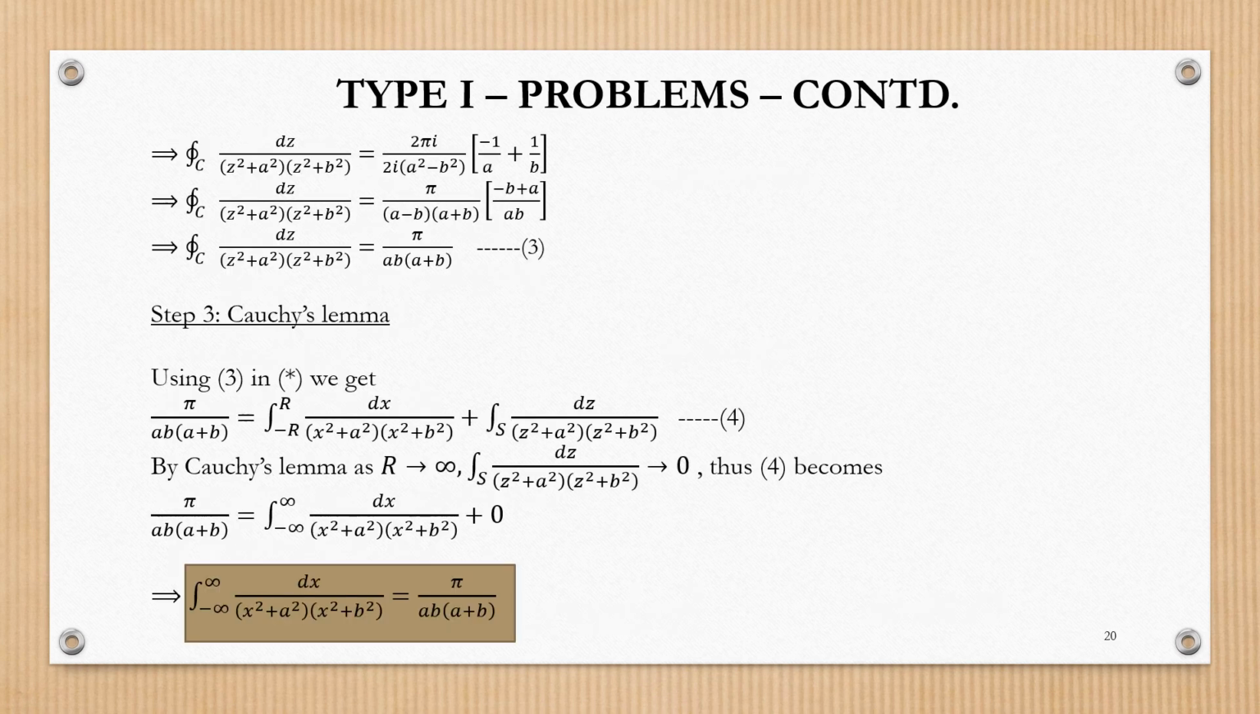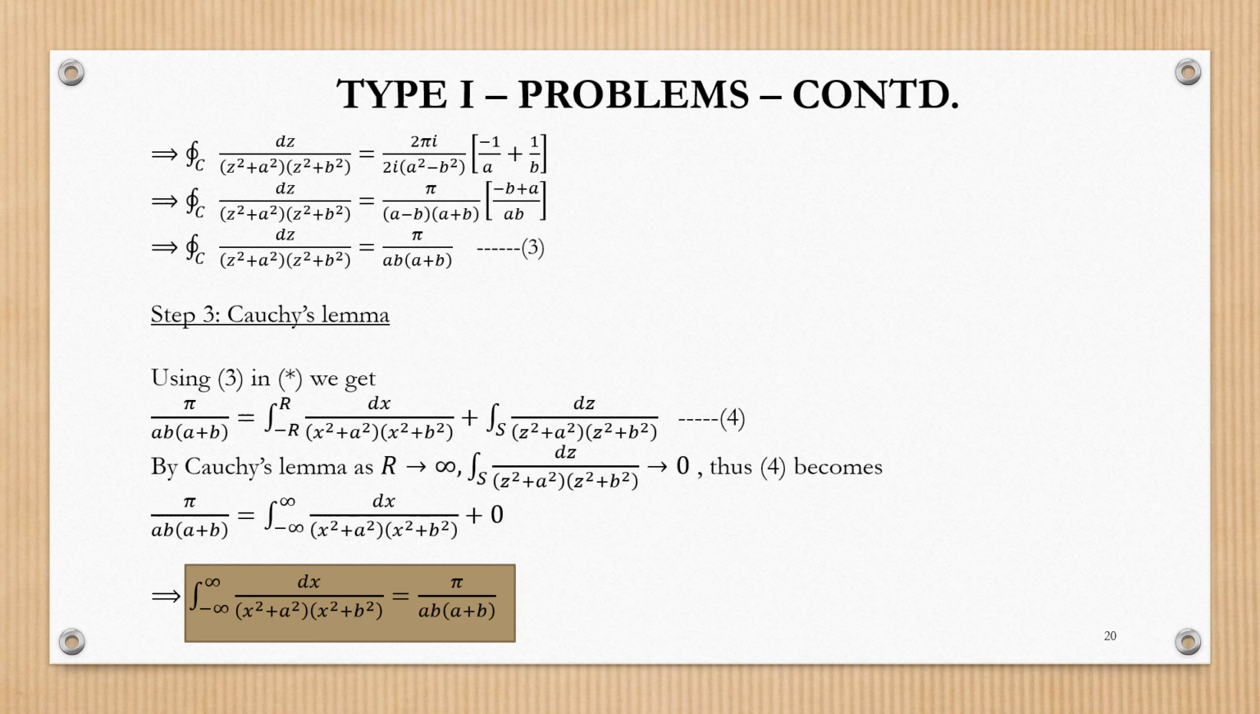Observe that in this particular slide, we have taken that 2i into a square minus b square outside. So what remains inside is minus 1 by a plus 1 by b. By taking LCM, we get a minus b by ab. Observe that 2 and i are getting cancelled. A square minus b square can be factorized as a minus b into a plus b, where a minus b also gets cancelled, and that is how we get the value of the contour integral by Cauchy residue theorem, and that has been represented in equation number 3.